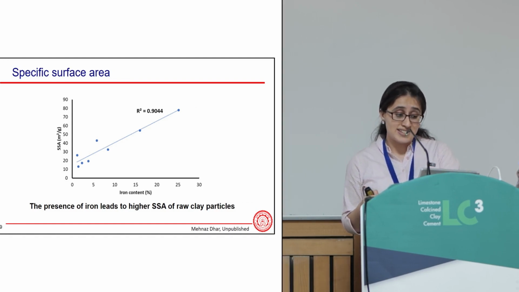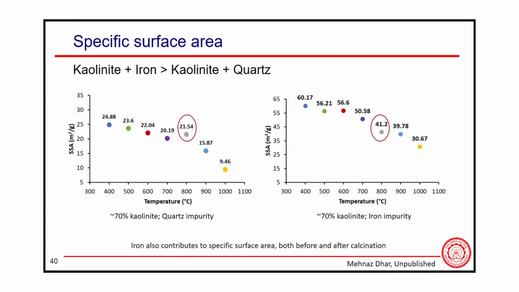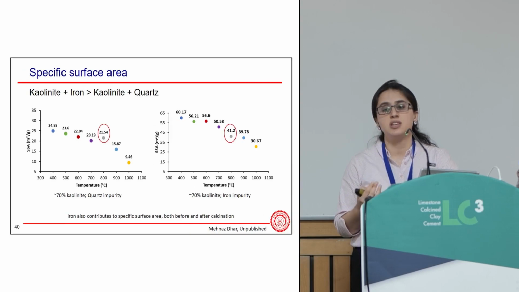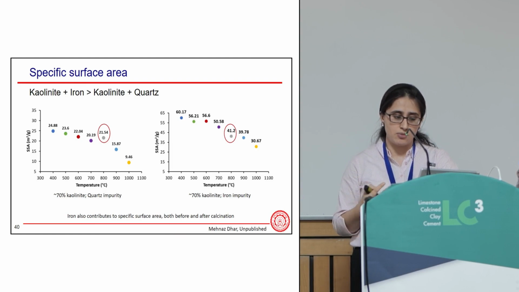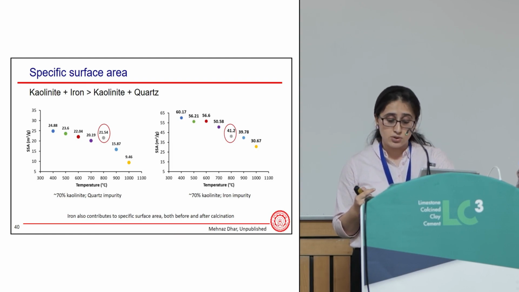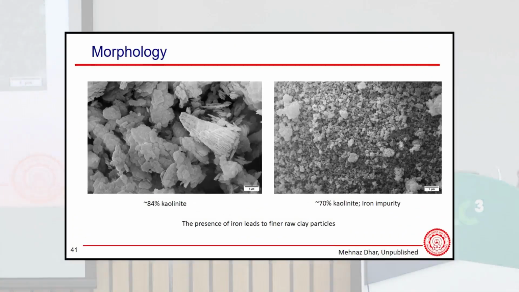And then when we calcined the clays, we got a similar thing. We found that the iron-rich clays have maybe double the specific surface area as compared to the quartz-rich clay even after the calcination, which means that for the iron-rich clay, we may need to increase the water dosage, and we have to be careful with this and take this point into consideration.